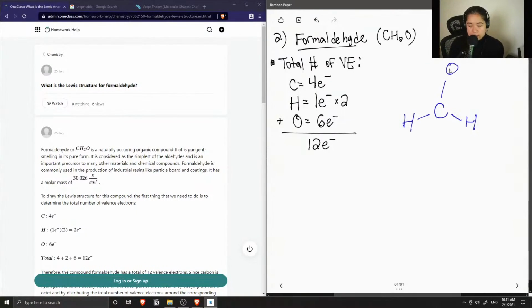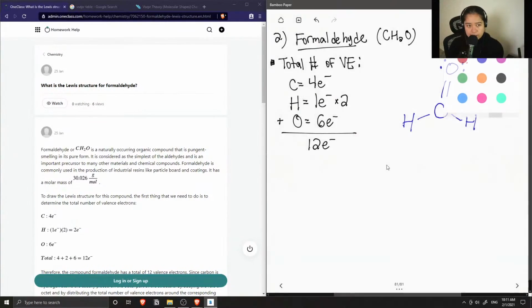But notice that our carbon doesn't have a full octet yet, so this will most likely be a double bond. And if we count out the number of electrons we have so far in this structure, where each bond contains 2 bonding electrons, I only have 8 out of the 12 electrons that I need for the total structure. So for the remaining 4, they can go on my oxygen, so that oxygen now has a full octet, and we have our total of 12 valence electrons.